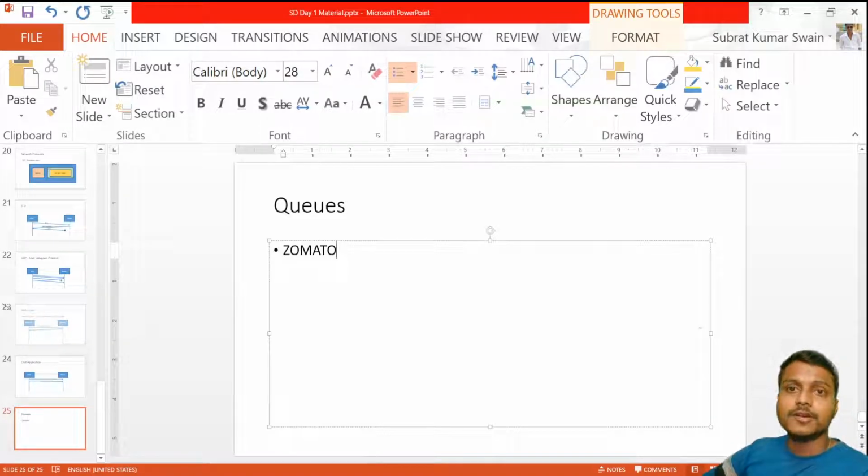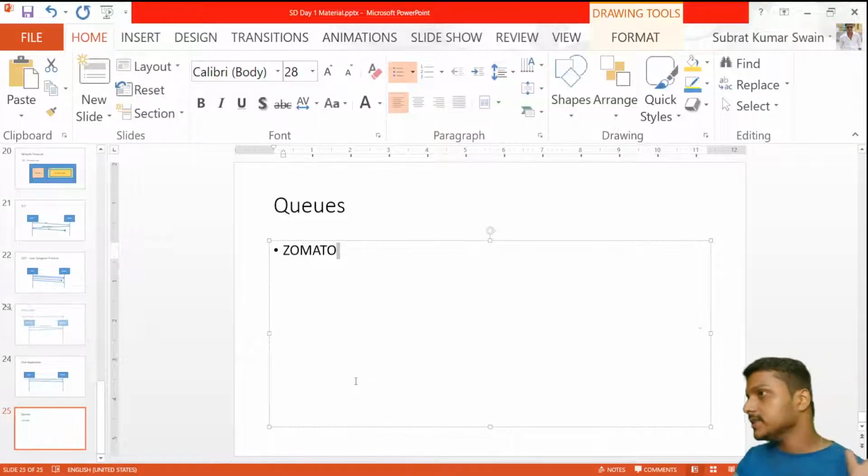I hope everyone understood WebSocket, UDP, TCP, the differences between them, all this stuff. Okay, queues. Let's understand queues. Why is a queue needed, and how does it help us? So let's take this example of Zomato.